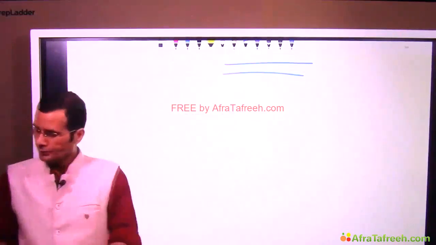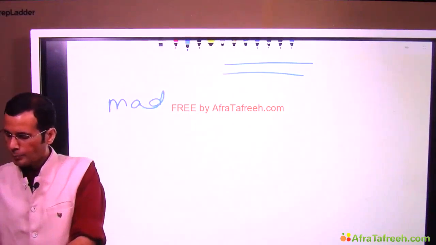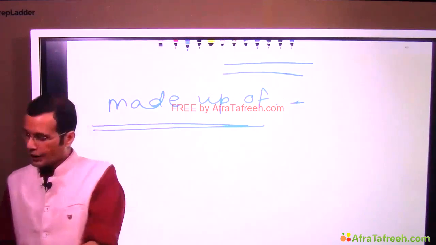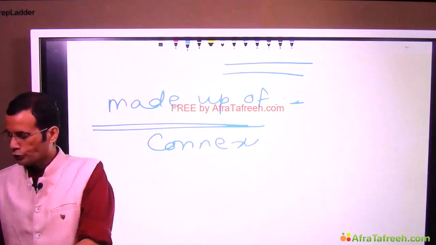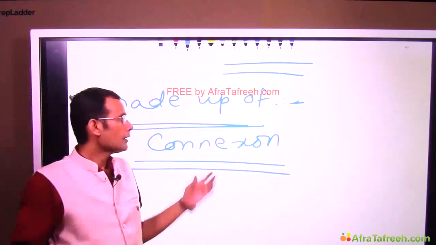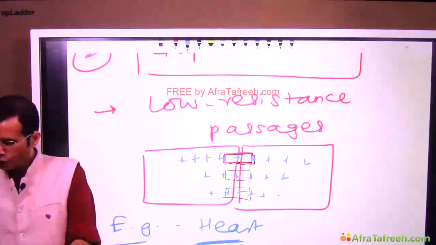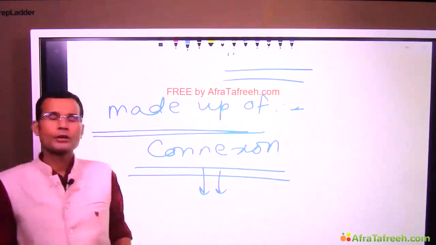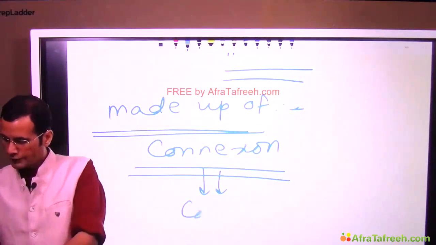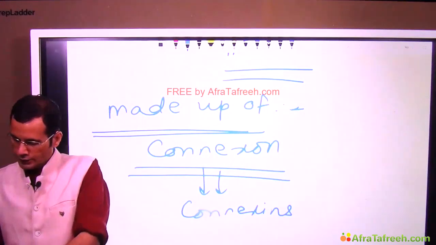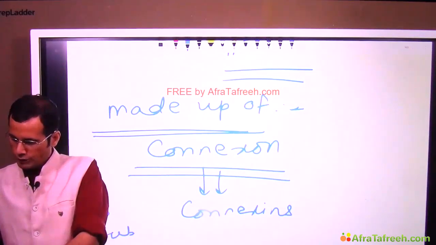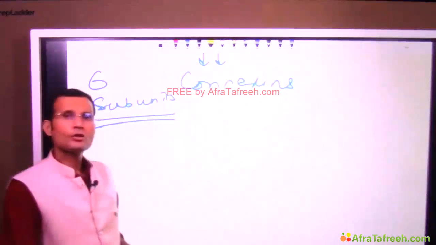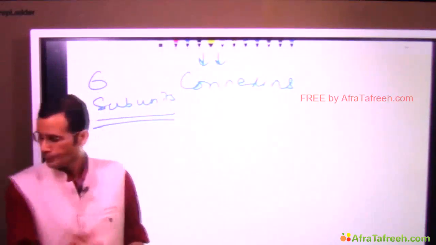Now, an additional point here. Gap junctions are made up of a protein called connexon. And so this gap junction is made up of connexon. This is connexon, and each connexon actually is a hexamer of connexins. 6 small subunits called connexins.